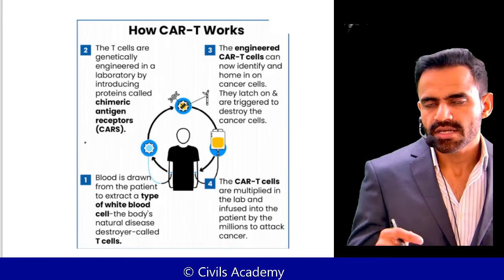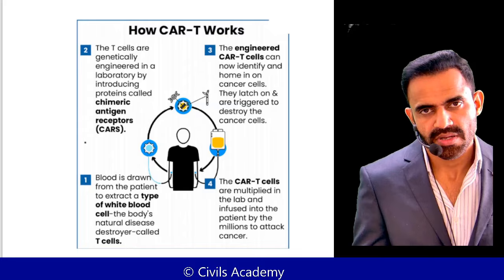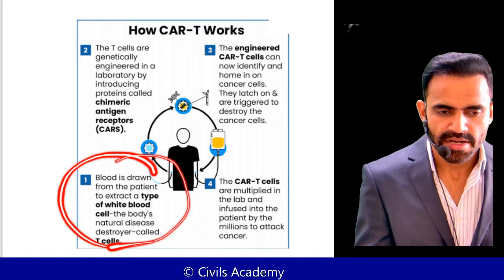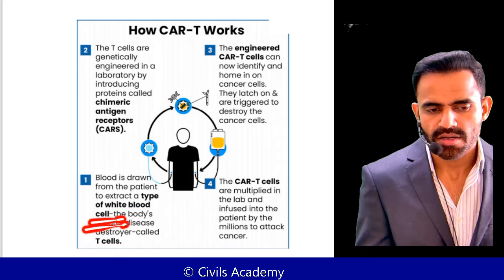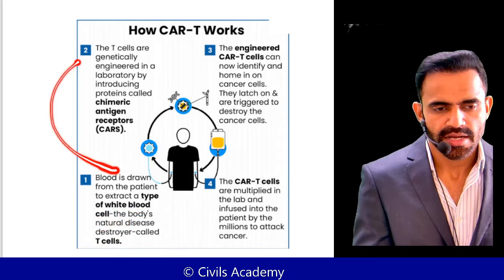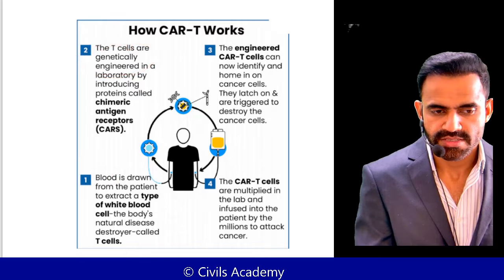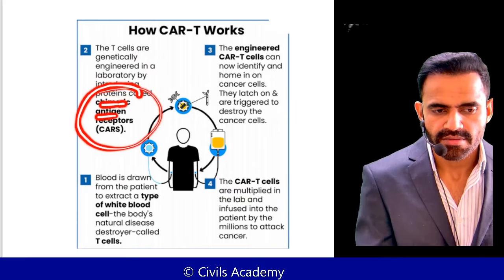So what happens? Cancer basically means abnormal growth of the cell. So in this case, what is being done? The blood is drawn from the patient to get a WBC, that is white blood cell. Now this is modified. Genetic engineering is done on that cell to introduce a new protein. This is referred to as CAR, that is chimeric antigen receptor.